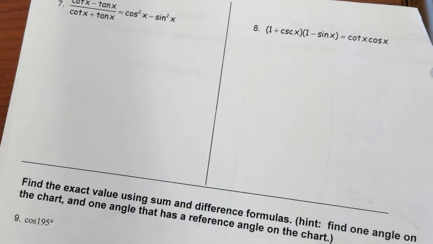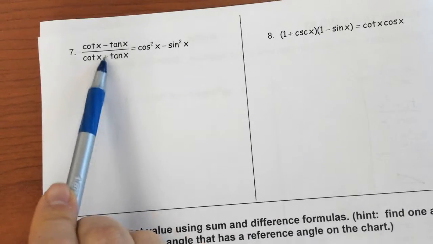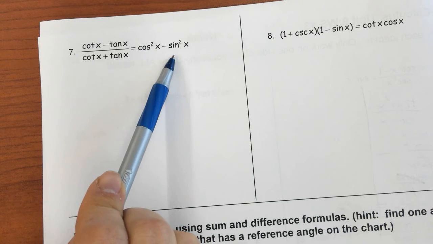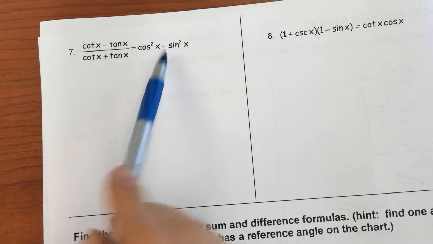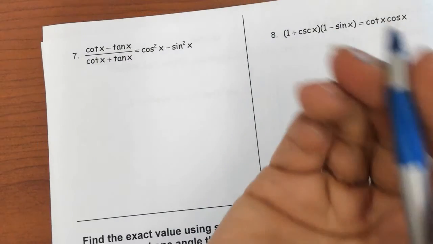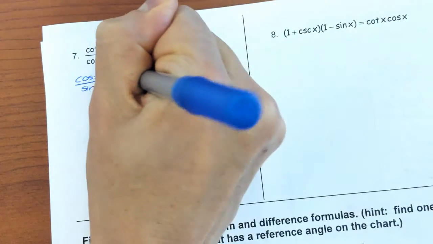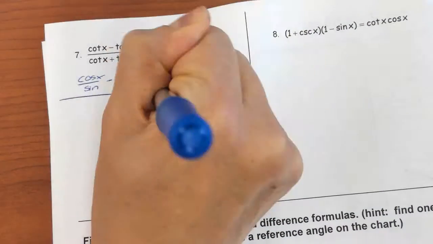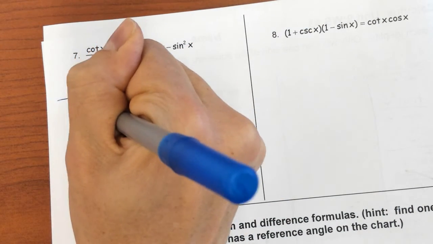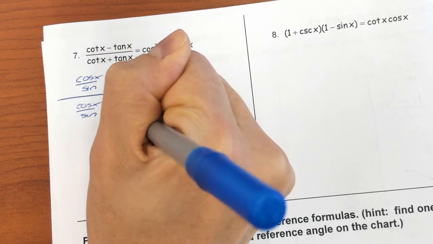Let's try one maybe on the back. All right, so let's look at number 7. Again, my left side is more complicated than my right, so I'm going to leave the right side alone. I want to get the left side to equal the right side. So I can see I'm going to cosine and sine. So I'm going to change everything to cosine and sine. So cotangent is cosine over sine. Tangent is sine over cosine. On the bottom, again, cotangent is cosine over sine. And tangent is sine over, oops, this is plus, cosine.